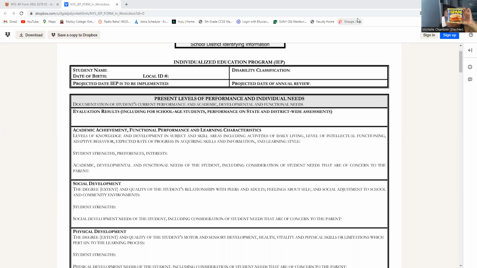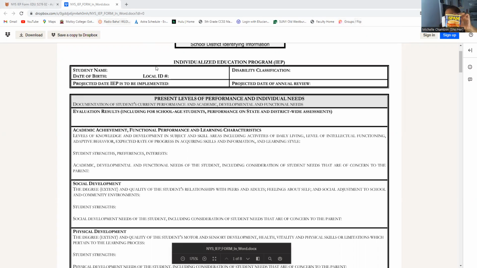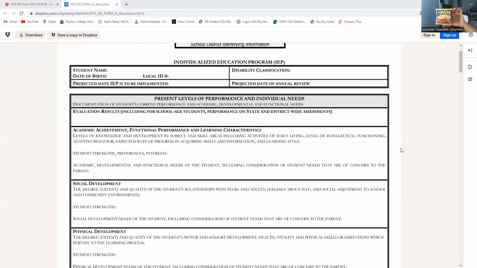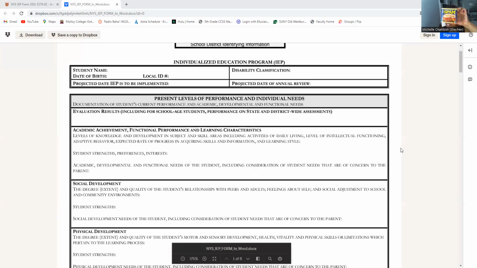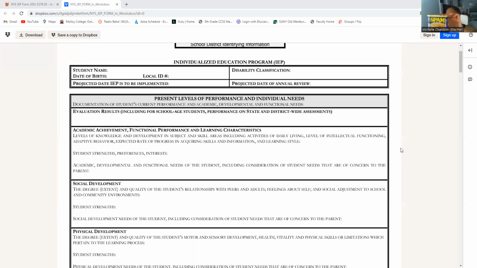Well, in our present levels of performance that we're going to talk about, when we want to understand the student and we collect data or report on the student, there are certain things that we want to know. We want to know about the social development of the student, that's the S, the physical development, P, academic achievement, A, and M, management needs. So these are four dimensions in present levels of performance that we also see in our IEP. So remember, SPAM.